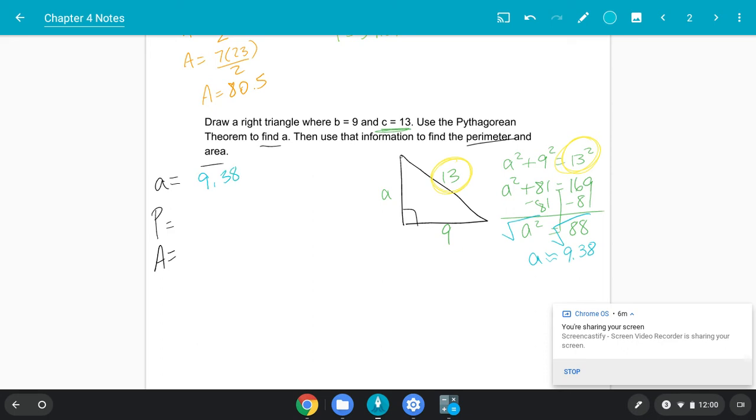And then we have to find the perimeter. Perimeter is when you add up all the outside numbers. So 13 plus 9 plus our new side, 9.38. This part's 22, plus 9 is 31.38.